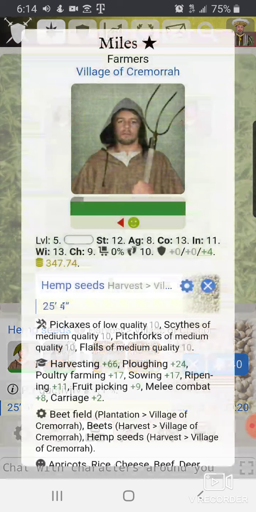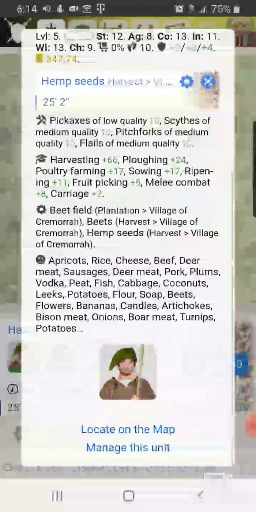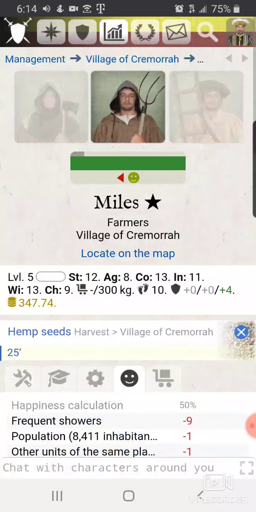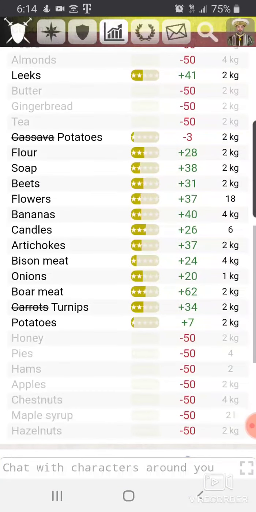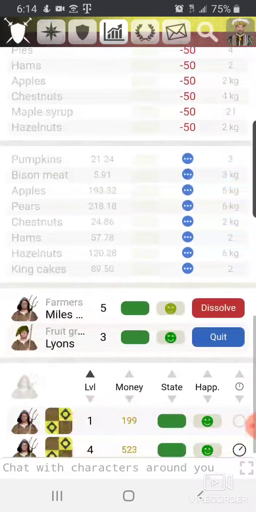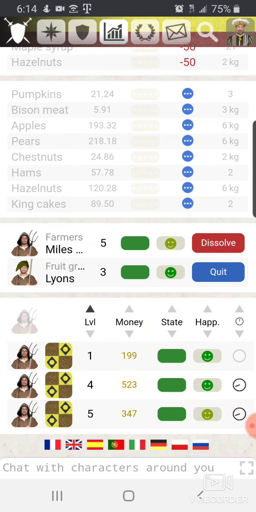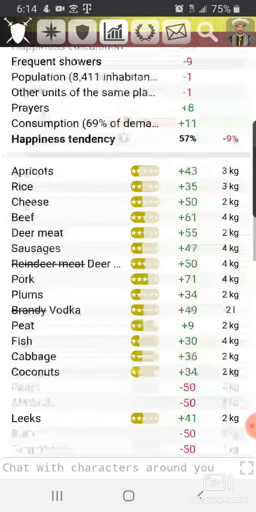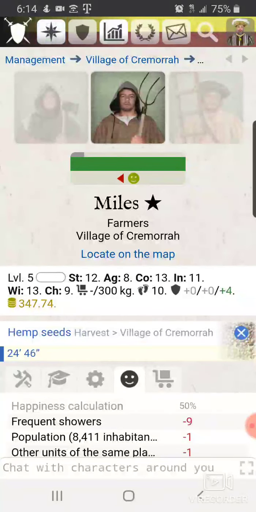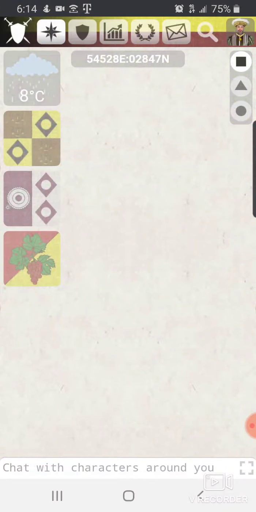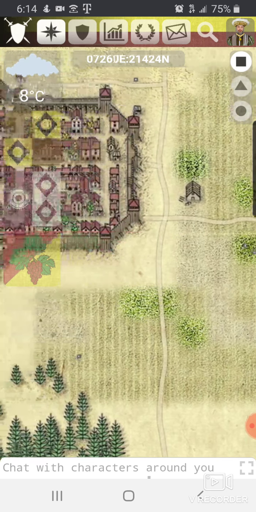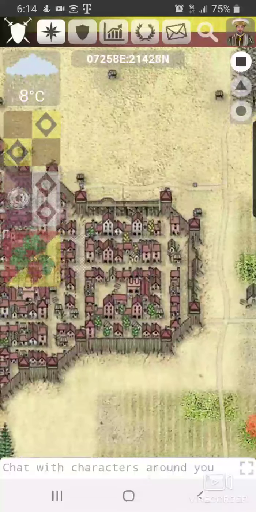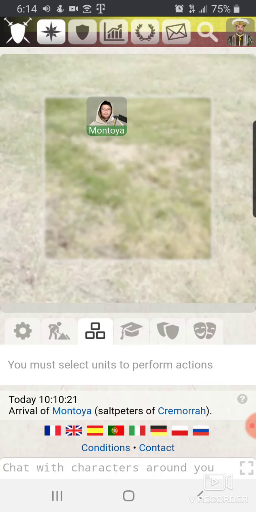Now, that star, the unit that I was talking about, let's head to manage this unit. The reason why the guy followed him is because they are a unit, and to do that, I'll have to show you with some other units, but these guys work together and they'll always stay together. The reason why I did that is because the fruit grower is better at harvesting beets. And let me just quickly show you how to make a unit. I can do that with these guys over here.